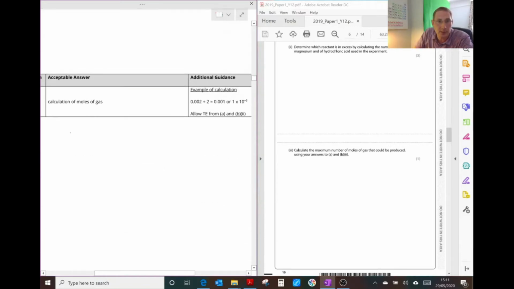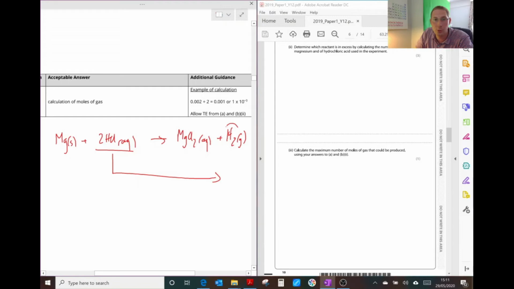Well, again, you've got magnesium solid plus 2 HCl aqueous forming MgCl2 aqueous plus H2 gas. 2 of those forms 1 of those. This is a limiting reagent, 0.002, therefore gives 0.001 moles of that. You could have transmission error if you halved your previous answer, but actually I don't think anyone got that.